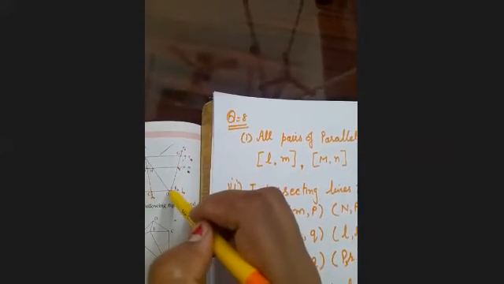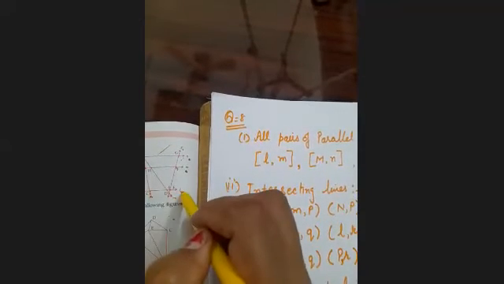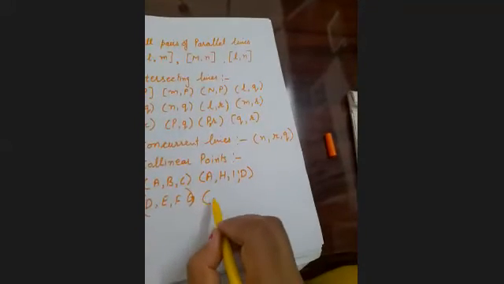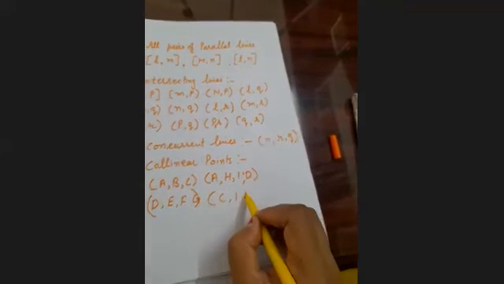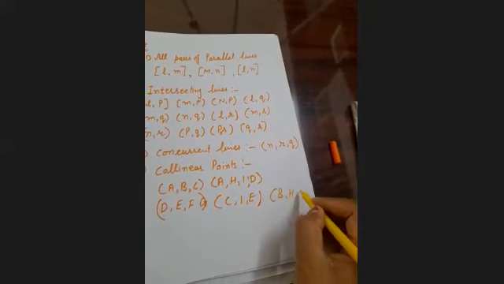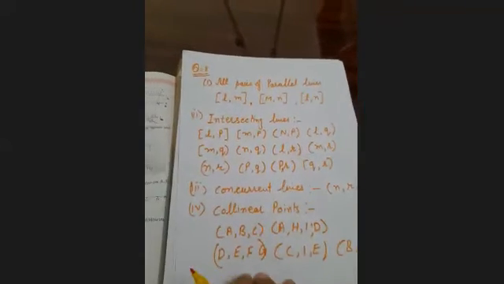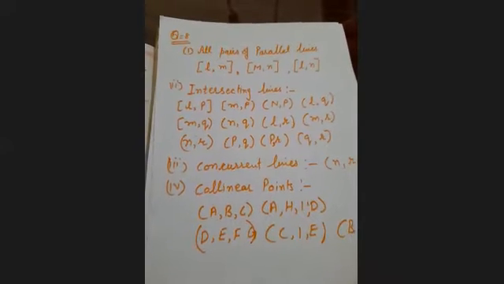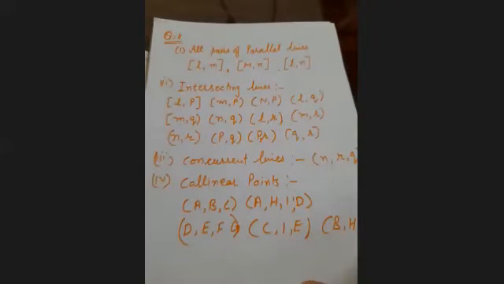C, I, E. These points lie on line L. And next, last is B, H, F. Yes, friends. This is question number 8, parts first, second, third, and fourth. We consider this figure to solve this question. Clear, students?